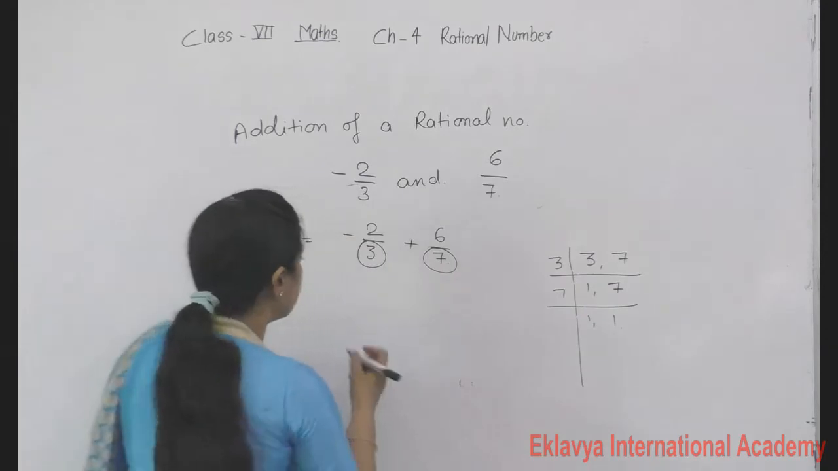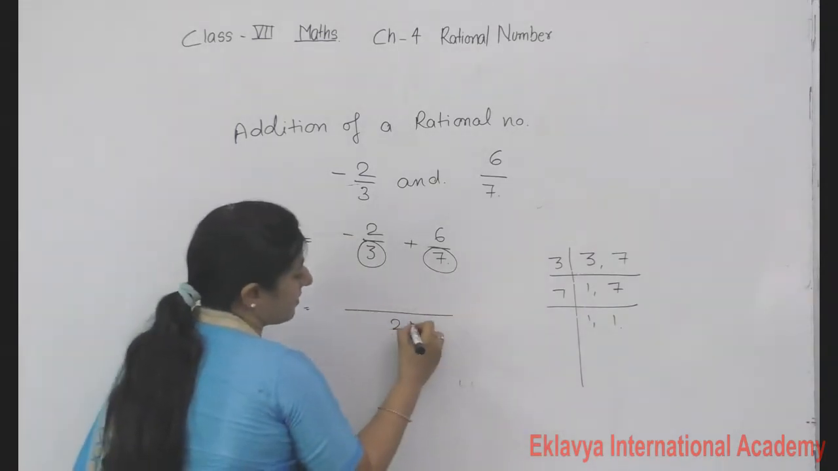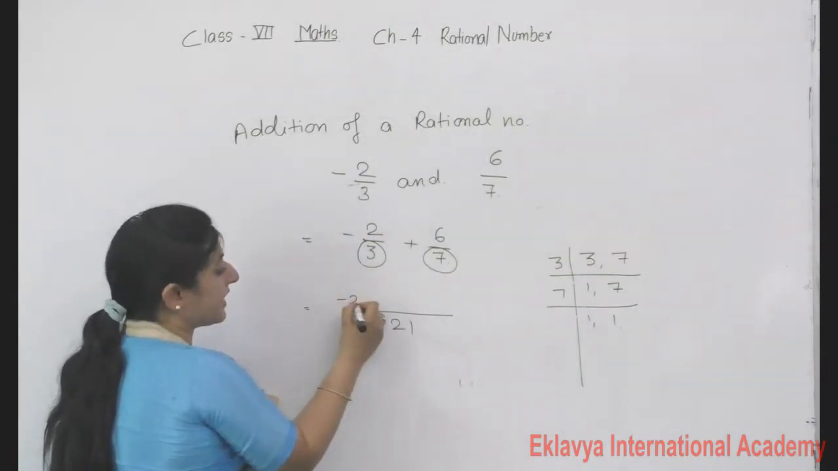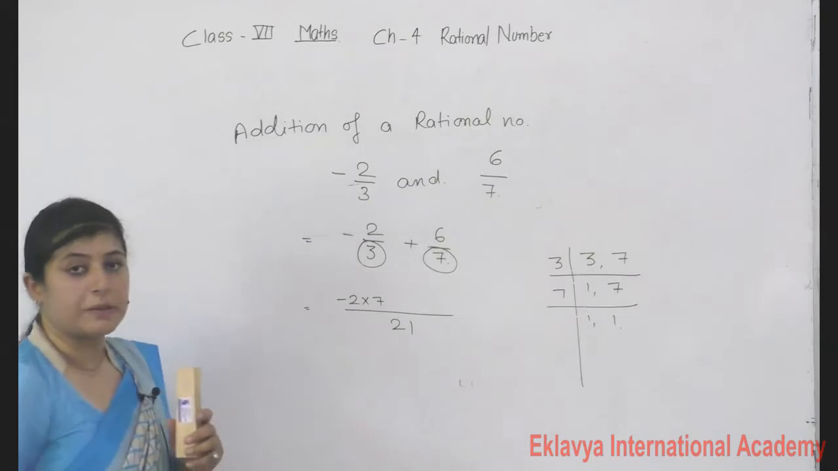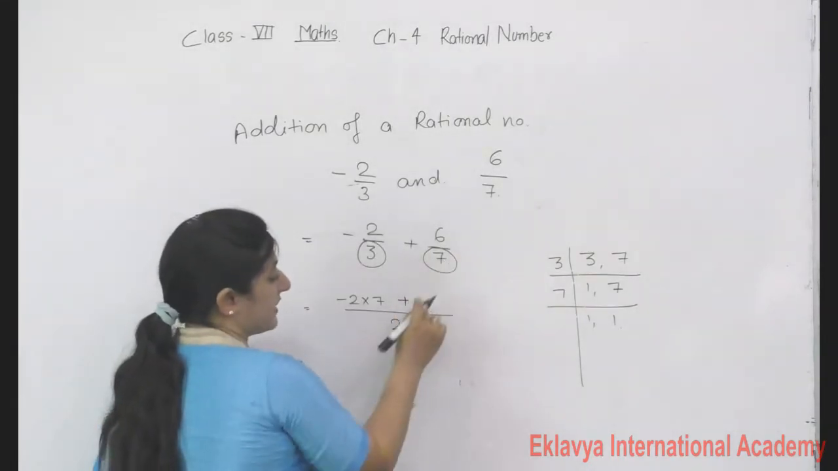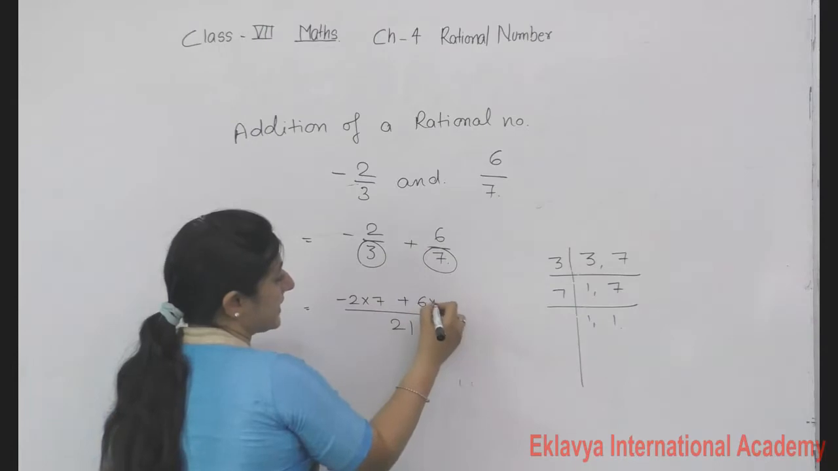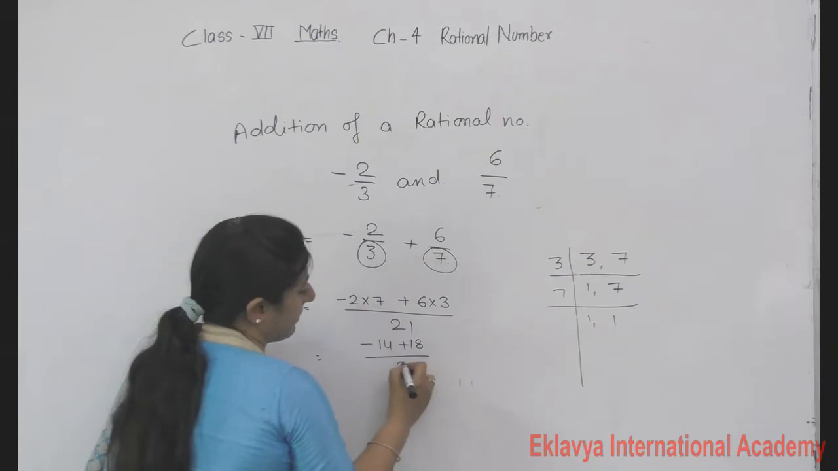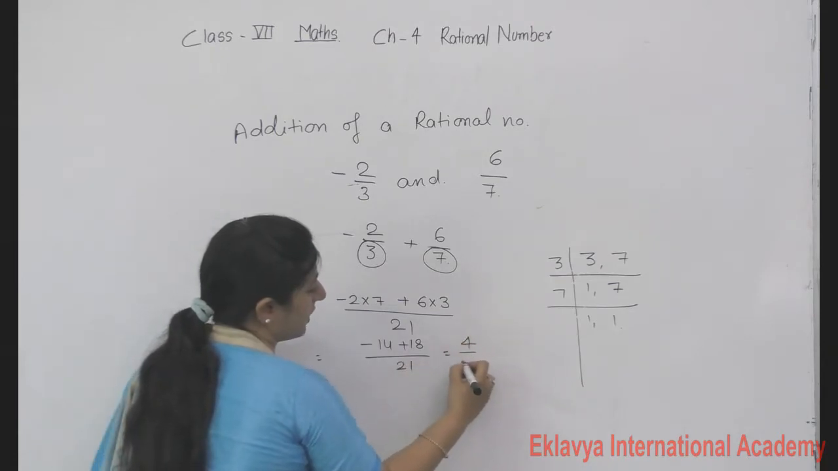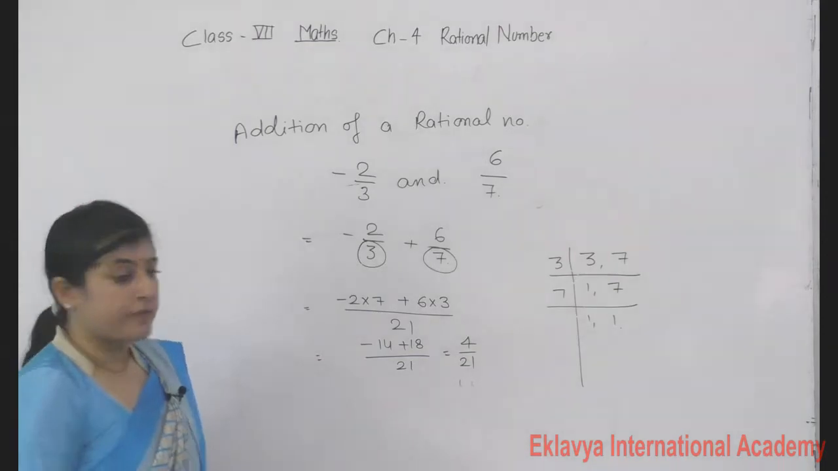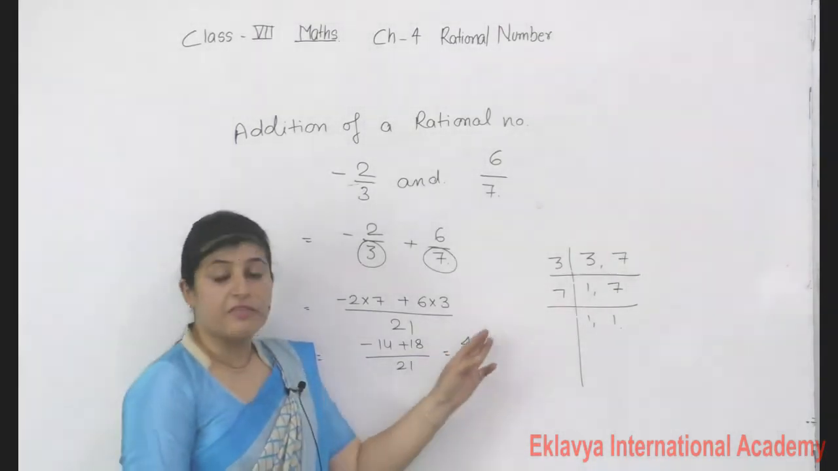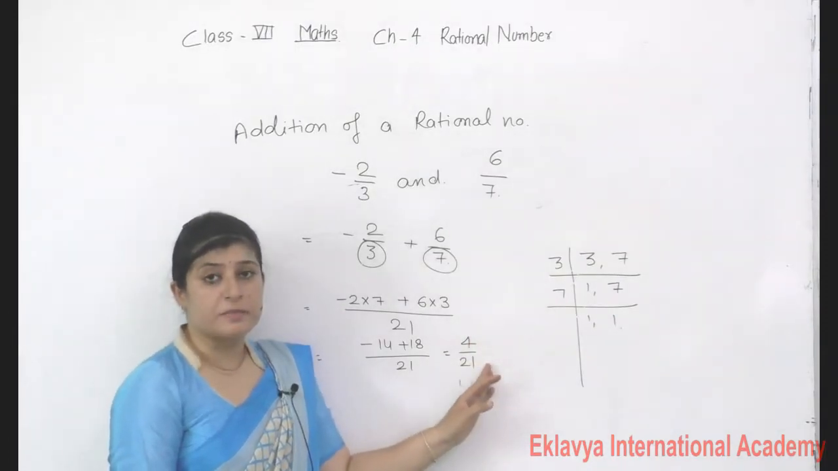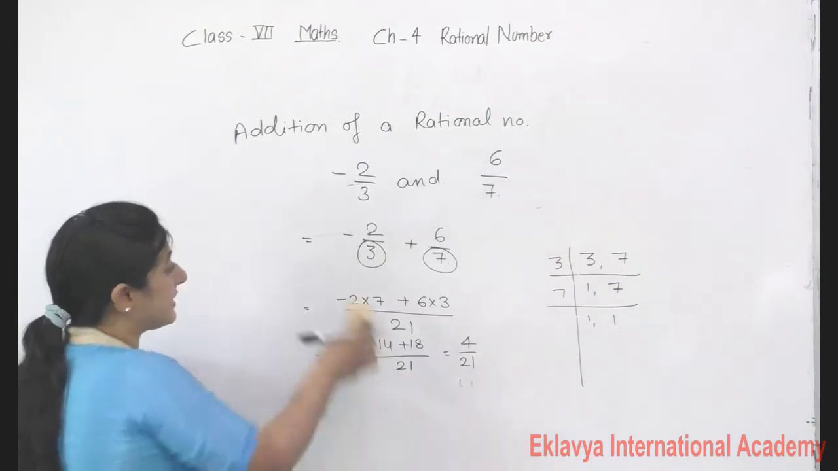What is the LCM? 21. Now see, 3 sevens are 21. It means minus 2 multiplied by 7 plus, 7 threes are 21, means 6 threes are 18. Minus 14 plus 18 divided by 21 is equal to 4 divided by 21. Any HCF of these two? No, of 4 and 21. So, this is our answer. See another example.